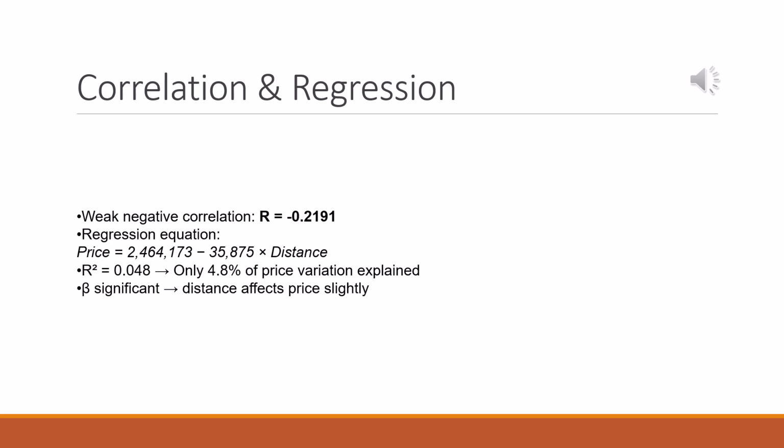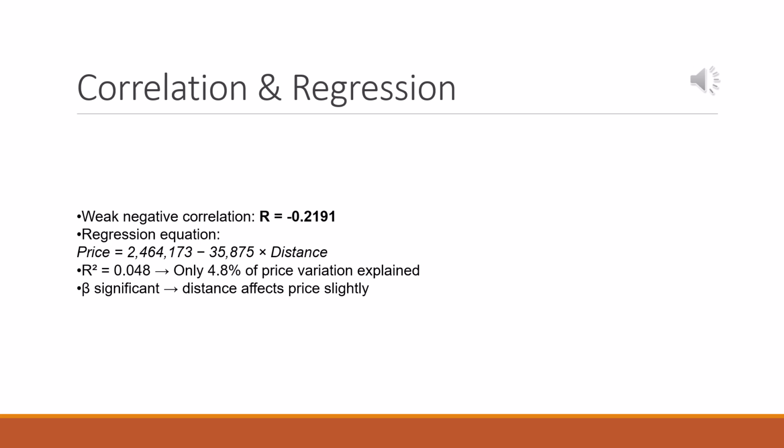The last task was concerned with examining whether the distance from CBD affects property prices using correlation and linear regression. The correlation coefficient was -0.2191, indicating a weak negative relationship, meaning price slightly decreases as distance increases.